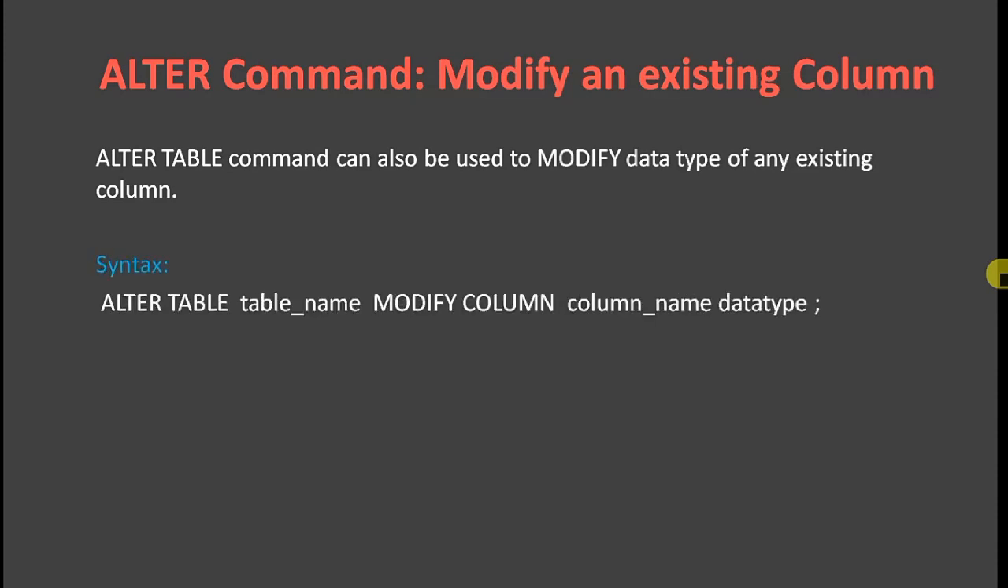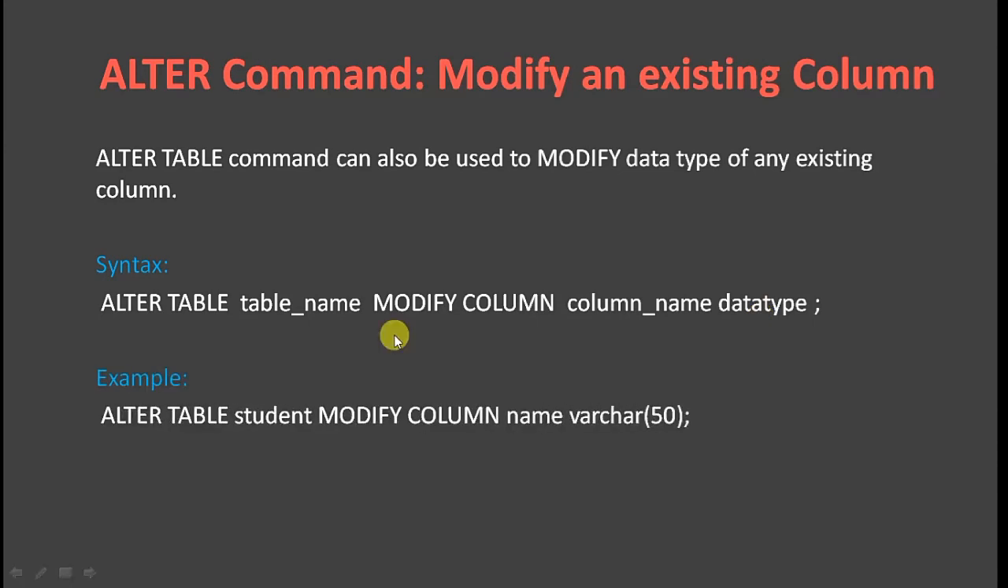Syntax for this is first write alter table, then table name, then write modify column with column name and data type. Let us see an example. Alter table student, modify column. We are modifying the column name of type varchar, but now we are reducing the size from 100 to 50.